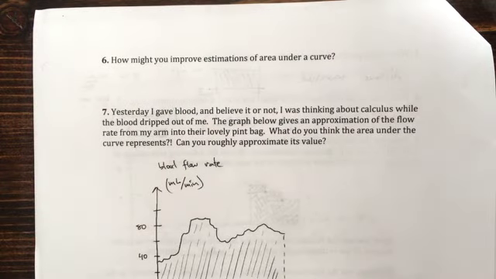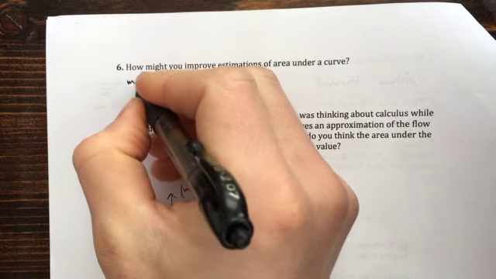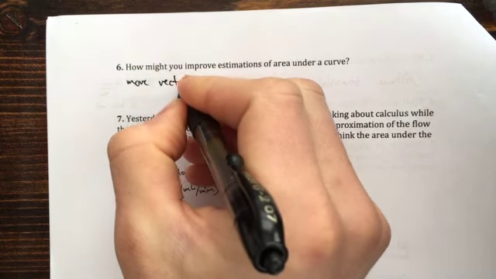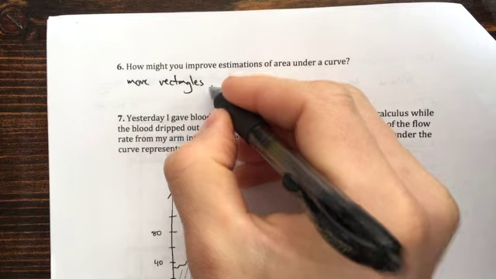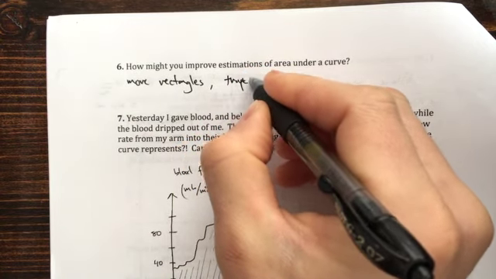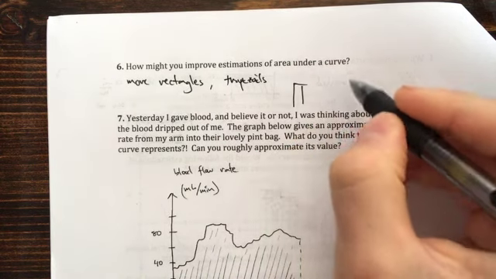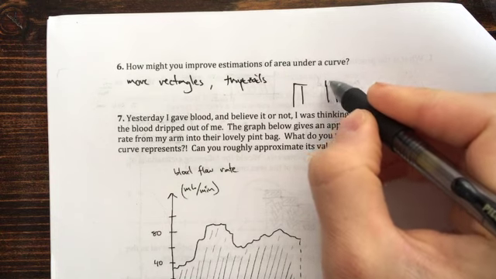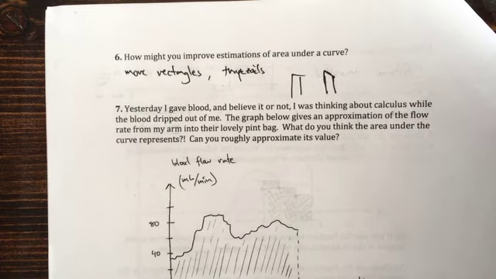Great, so how might you improve estimations of area under the curve? Some things I think about is some more rectangles, right? If you have more rectangles that are overestimating or underestimating a little bit less, that would probably be better. We might also use different shapes like trapezoids. Those are the most obvious ones, right? So instead of having a rectangle like this, you might have a trapezoid that better models the curve. So a few things there.